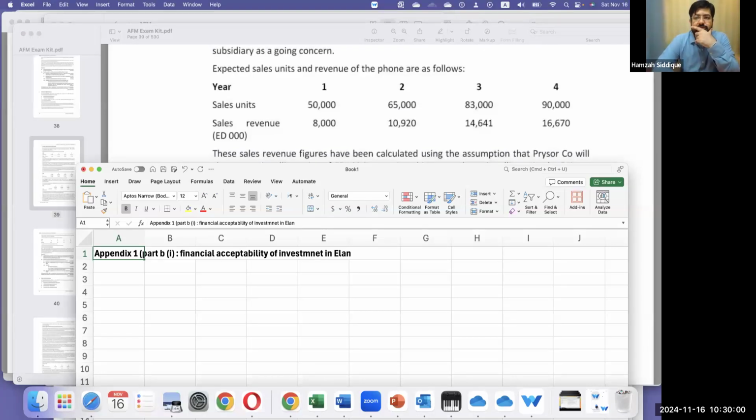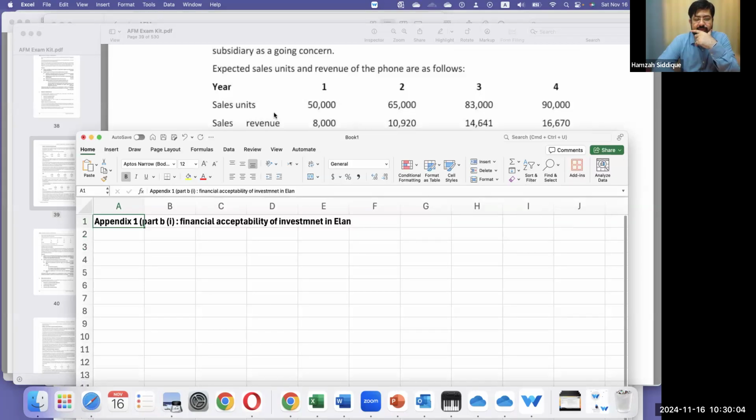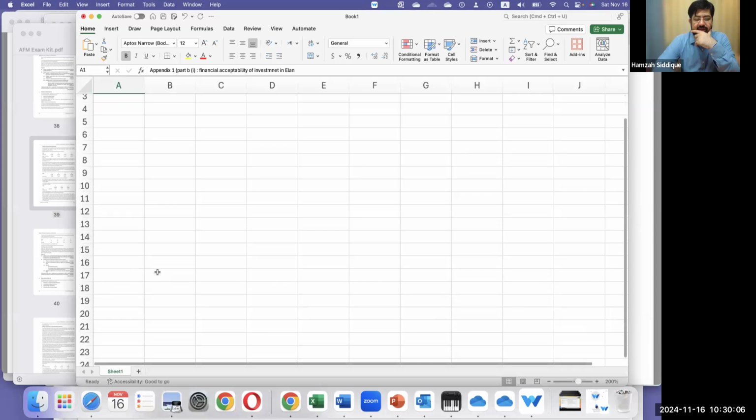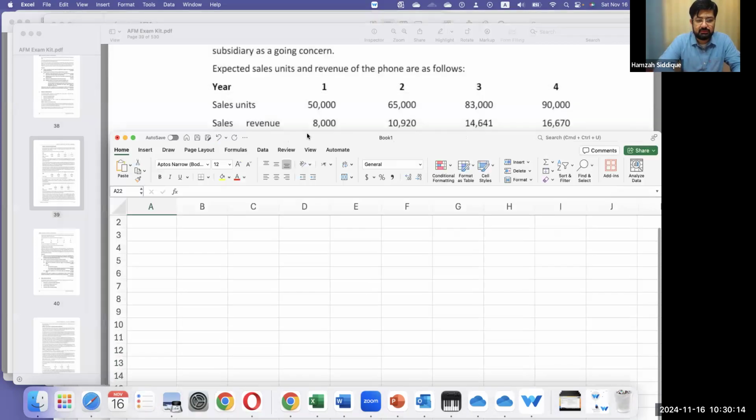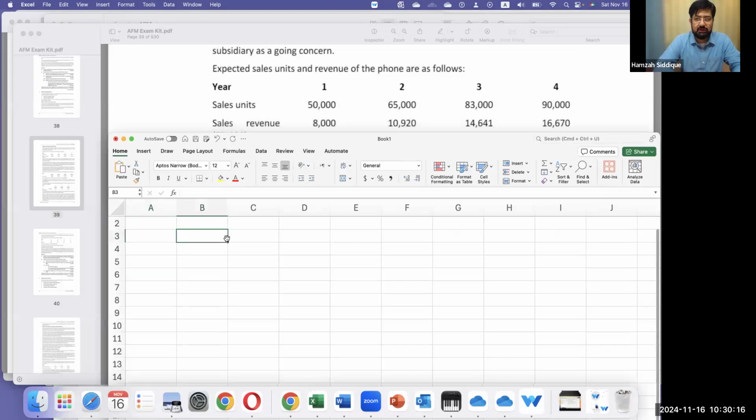So first of all, we have to do 2 parts. One is here and the below is working. And below will be working if any to be done. So first of all, that is year 0, 1, 2, and 3, and 4.